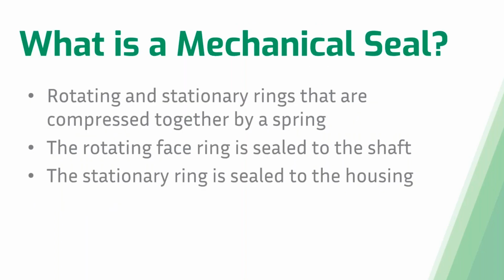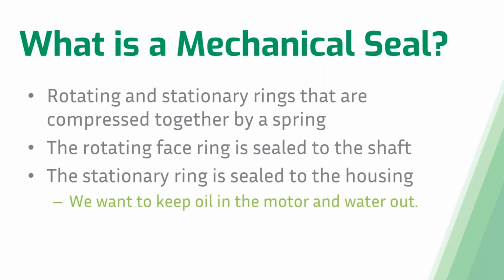So now let's talk about mechanical seals. A mechanical seal is a rotating and stationary ring that are compressed together by a spring. One thing to note is that the rotating face ring is sealed to the shaft, so it rotates with that motor, and then the stationary ring is sealed to the housing of that pump. The whole reason for using a mechanical seal is we want to keep oil inside of that motor and keep water out, since water will cause a failure of that motor.